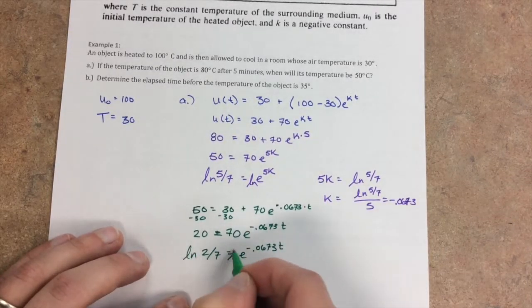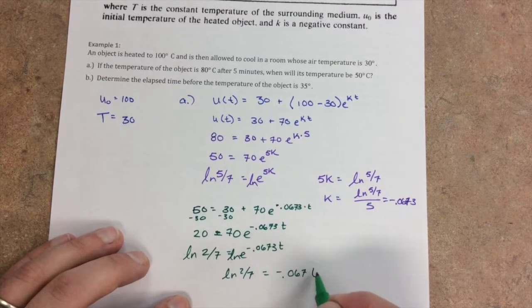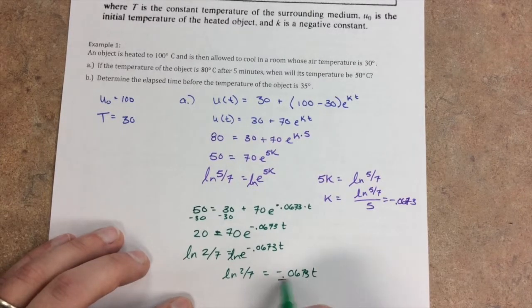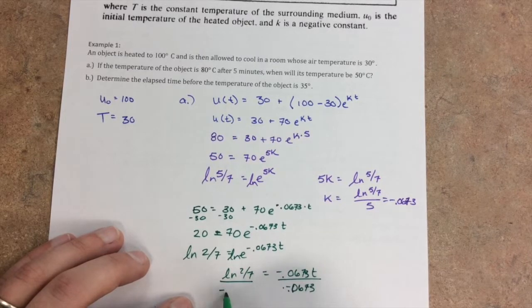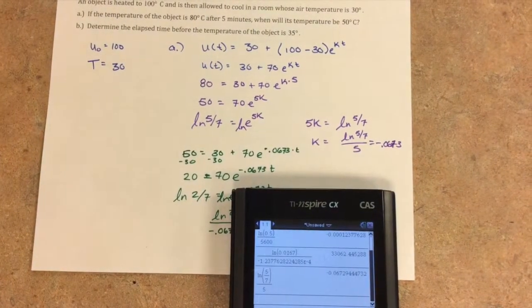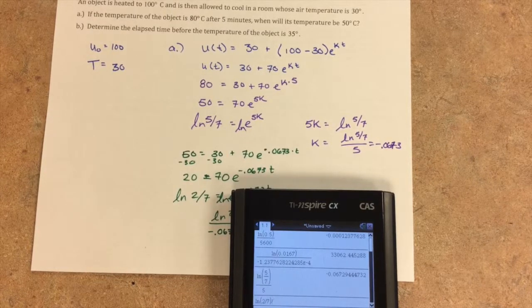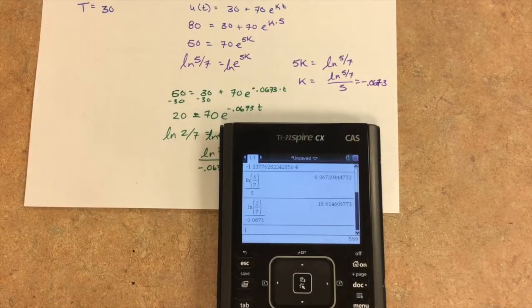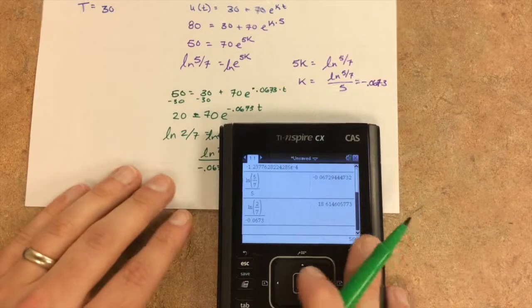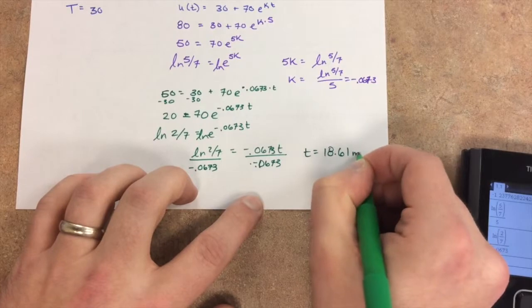Take the natural log of both sides. We get ln of 2/7 equals negative 0.0673 t. Divide by negative 0.0673. So I'm going to just type this into my calculator. I have the natural log of 2/7 divided by negative 0.0673, or I could have done second answer, and I hit Control Enter. I get 18.61 minutes.